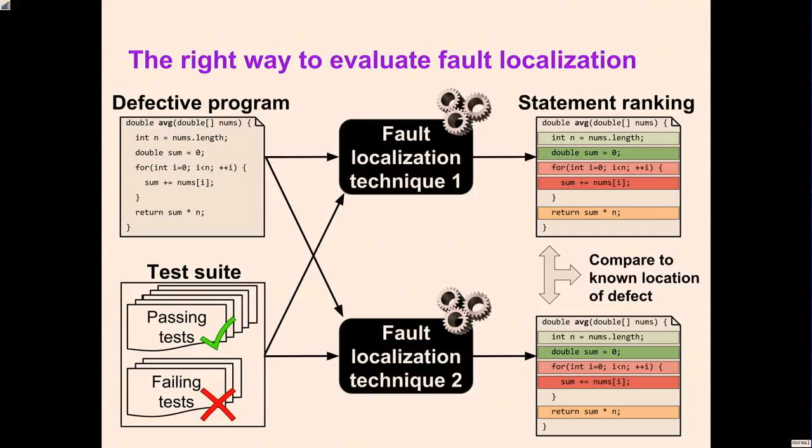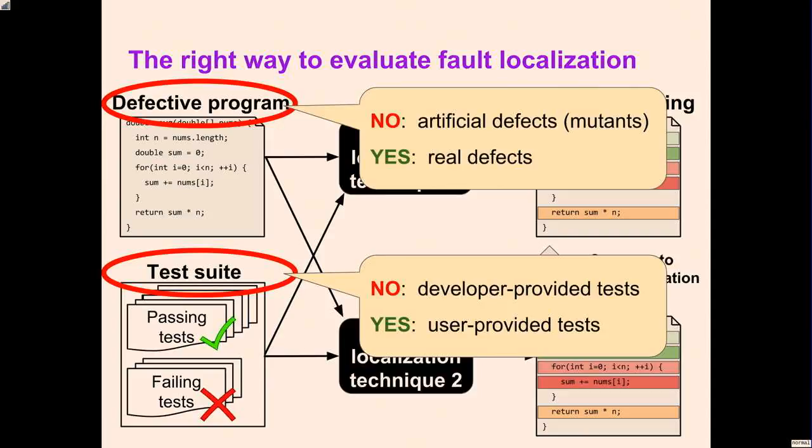Okay, so now we know the right way to evaluate fault localization, or at least we think we do. That says you shouldn't be using artificial defects like mutants. You should be using real defects.